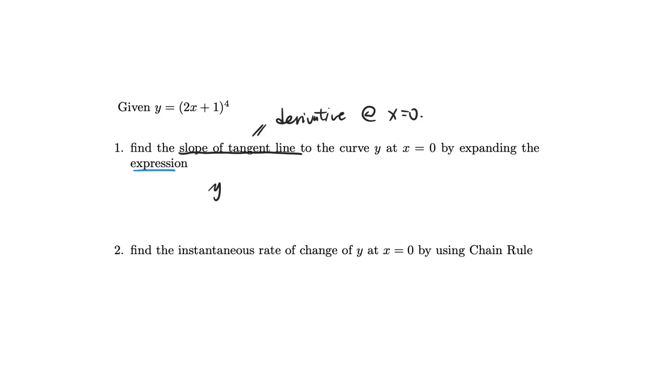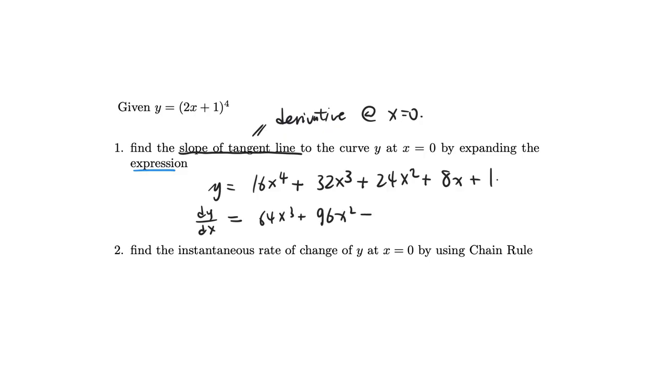So expanding, we would find y equals 16x to the fourth plus 32x cubed plus 24x squared plus 8x plus 1. And that's a lot of expanding. But then you would want to find the derivative. So dy over dx you can find is equal to 64x cubed plus 96x squared plus 48x plus 8. And then 1 disappears. And then you can evaluate this at x equals 0.